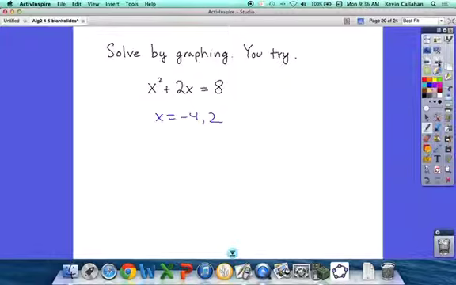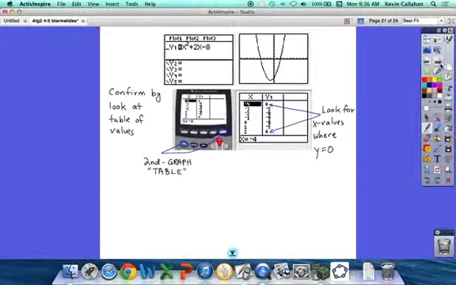Now, if you look, this is what you would have seen in your calculator. It should have looked like this. Negative 4, positive 2 is the answers. Remember that you can also look in the table of values. If you look above the graph button, it says table. So if you've got that already in there, you go second and then the graph button, and then this should come up. And you're looking for where the y values are 0. Wherever the y values are 0, the x values are the answers. Negative 4, positive 2.